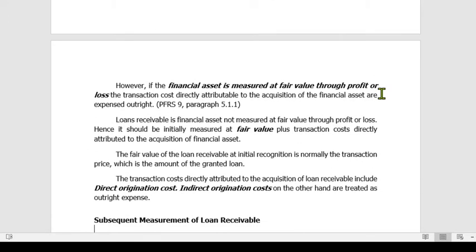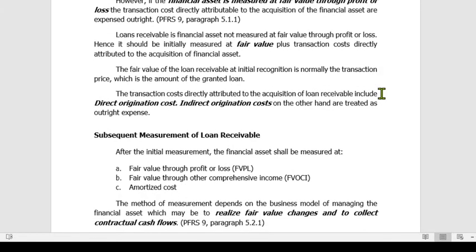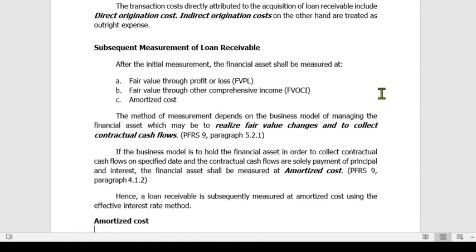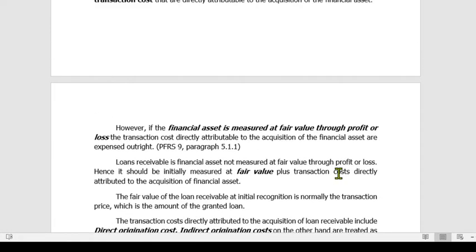Okay. Now, let's look at how we measure at subsequent. I will give you an overview first. At subsequent measurement of the loan receivable, it is said that the loan receivable shall be measured at amortized cost. So, that's it. The initial measurement is at fair value plus transaction cost, where the transaction cost should be directly attributable or a direct cost of the loan receivable, and at subsequent measurement, it should be at amortized cost. So later on, we will discuss this amortized cost.